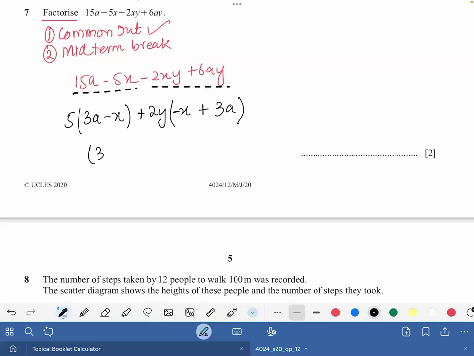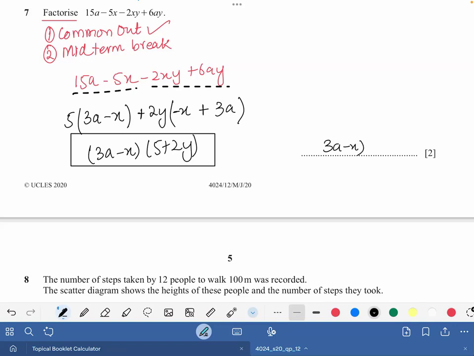Now the bracket is common. So take the bracket out. And what is left over? 5 plus 2y is left over. And this is what your final answer is. So (3a minus x)(5 plus 2y), 2 marks.